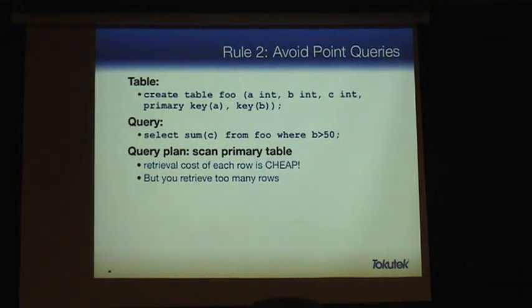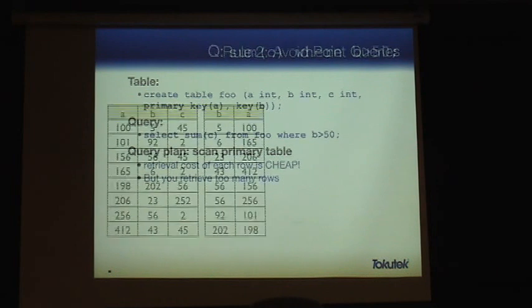Now what if we didn't use the key of B, and instead you just did a scan of the primary table? Here is something that is sort of surprising: using just a full table scan, the retrieval cost of each row is really cheap. It's a lot cheaper than using point queries. The problem with table scans, as exhibited earlier on, is that you're retrieving way too many rows, and it flies in the face of the first rule. But in some cases, table scans can be really good.